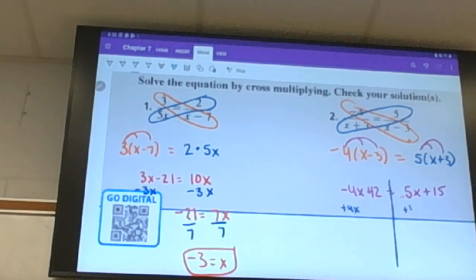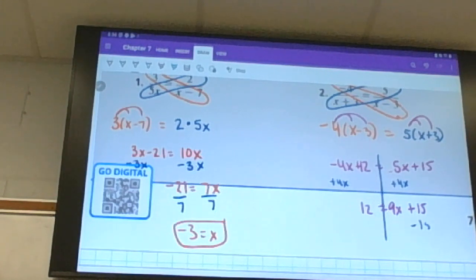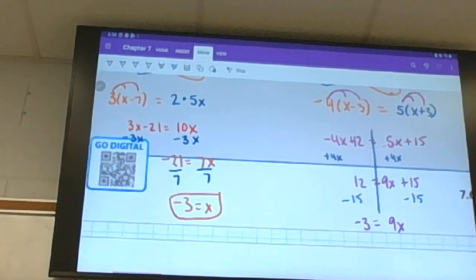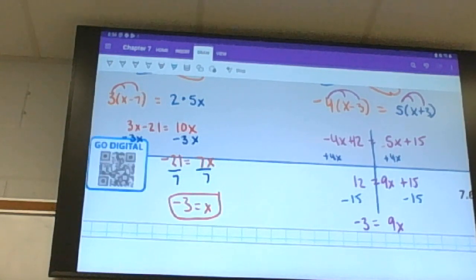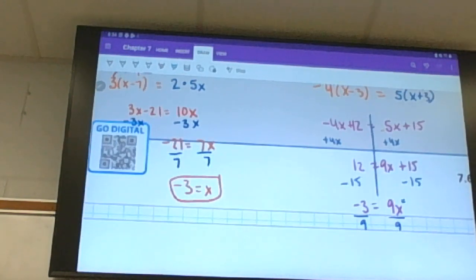Add the 4x over to the other side. That's 12 equals 9x plus 15. I always try to collect the x's together first. It's a good system. Subtract 15, and then I'm at negative 3. And this is where some people always think the smaller number moves. But remember, we're trying to get that x alone, so I'm going to divide by 9. It's not always the smaller number that moves. Negative 3 over 9 equals x, so that's negative 1/3.